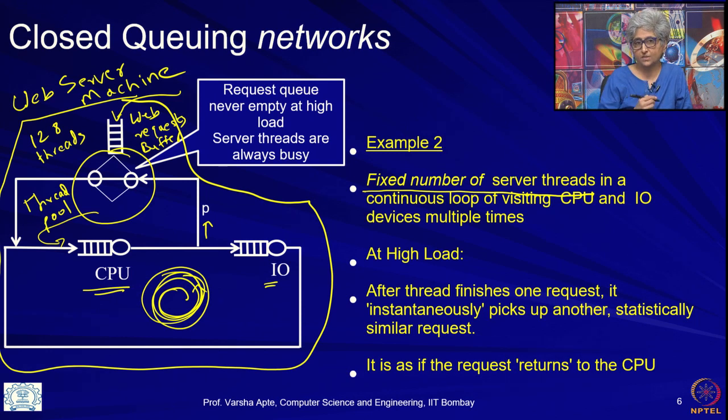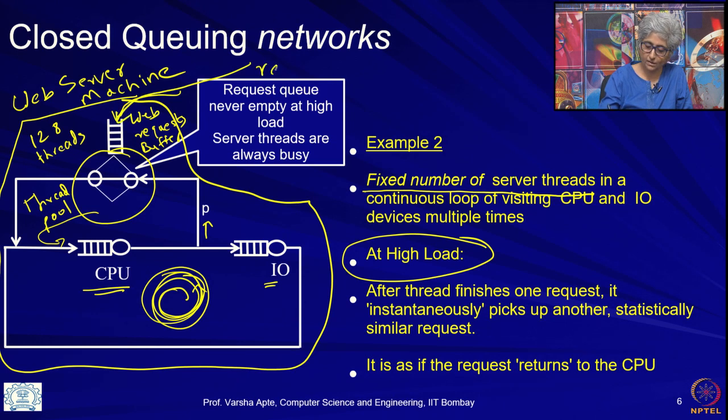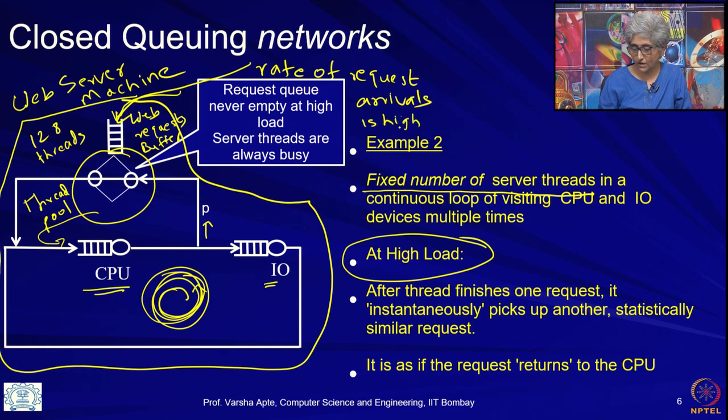Now imagine what happens at high load. Okay. Let's just focus on what happens at very high load. What do I mean by high load? There are a lot of users, and they are issuing requests very frequently. So the rate of arrivals into this system is so high that we assume that this request queue is never going to be empty. There is always going to be some request here waiting to be served, and these 128 threads are always busy.